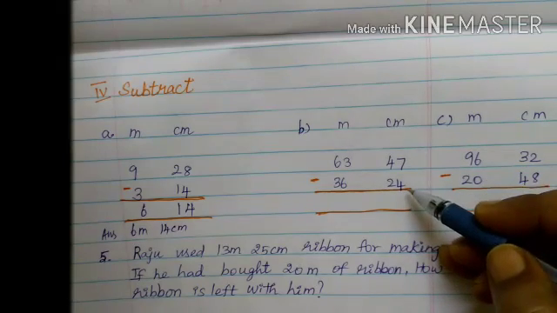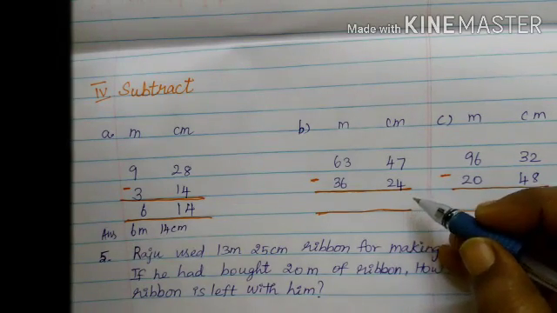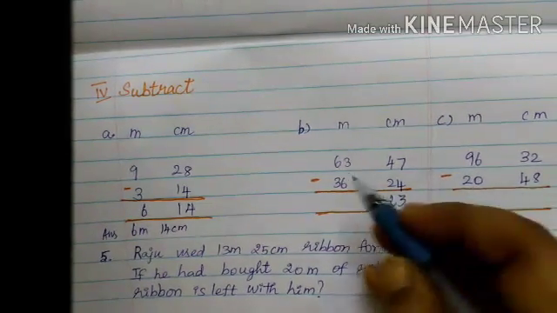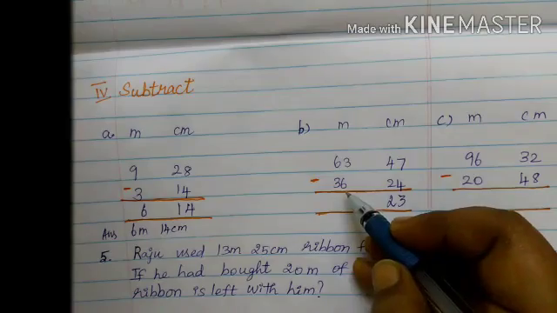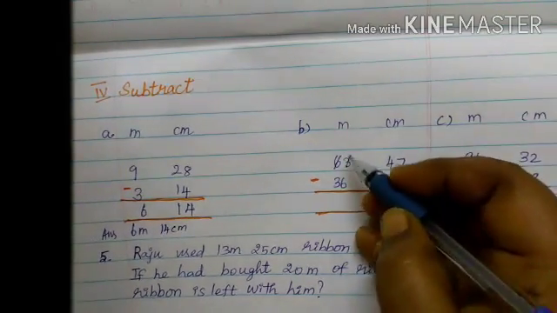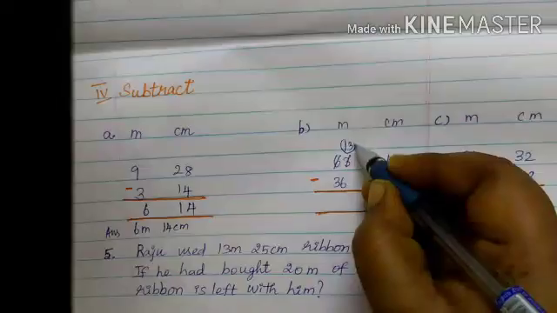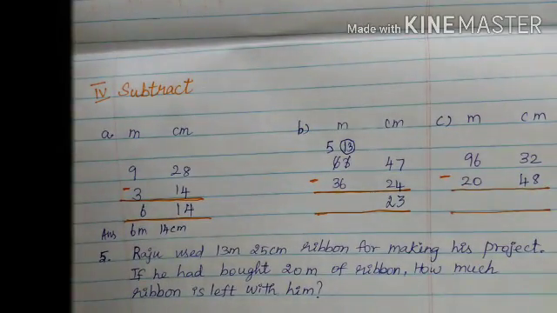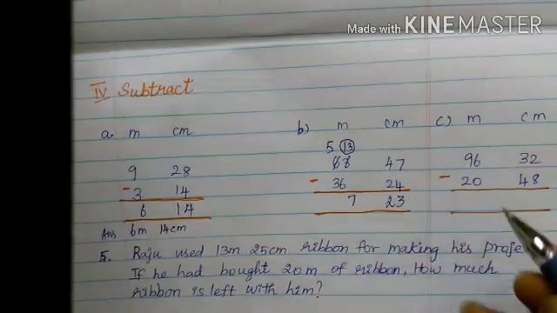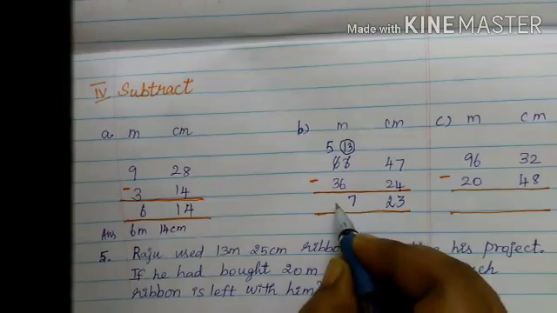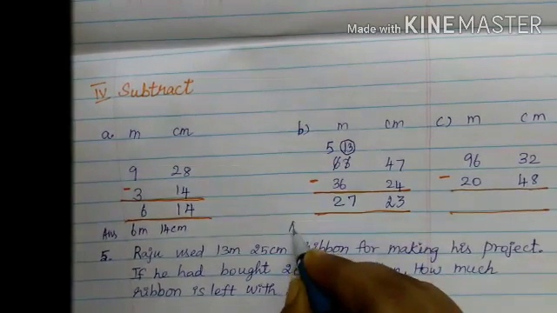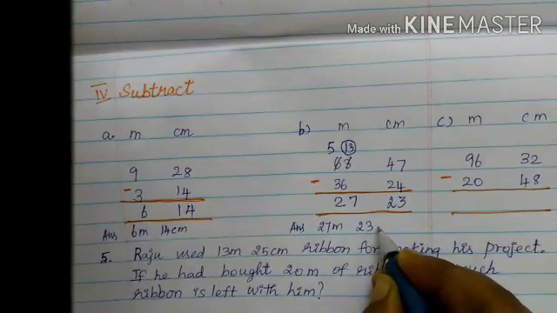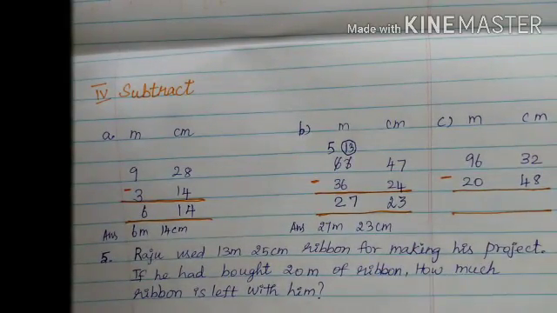Here, 7 subtract 4 is possible? Yes. What is the answer? 3. 4 subtract 2? 2. Then 3 subtract 6 is possible? No. Here do borrowing. So 13. Here 5. 13 subtract 6? 7. 5 subtract 3? 2. So write the answer now: 27 meter 23 centimeter. You understand, children?